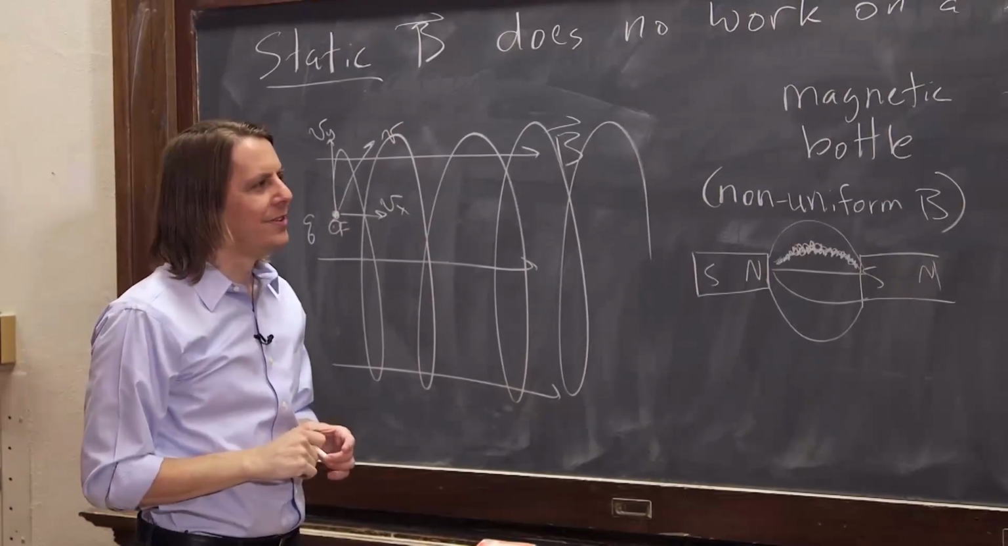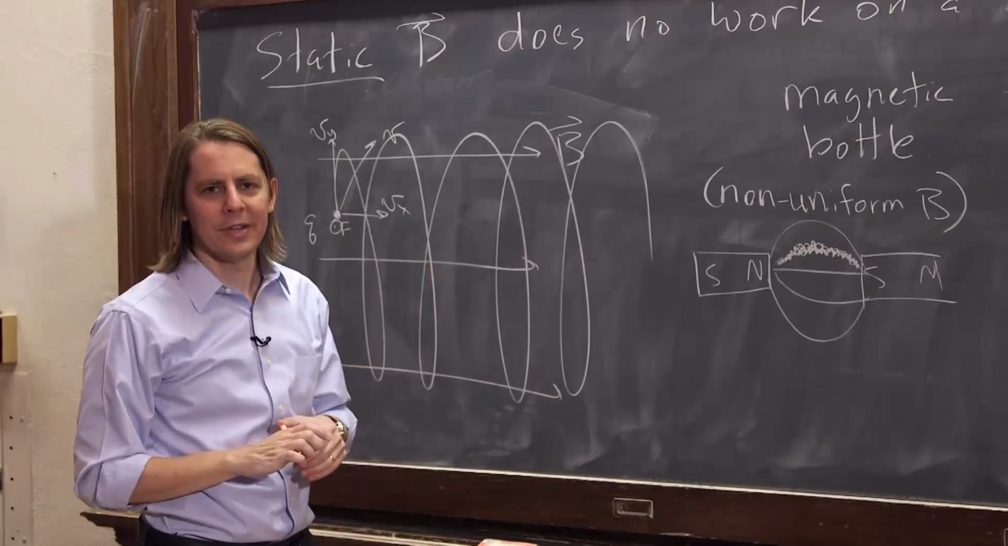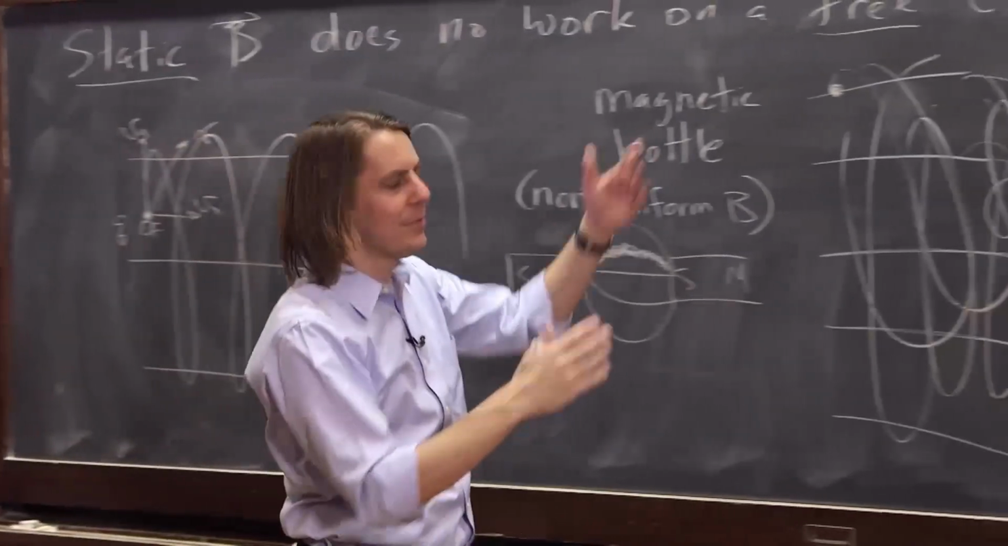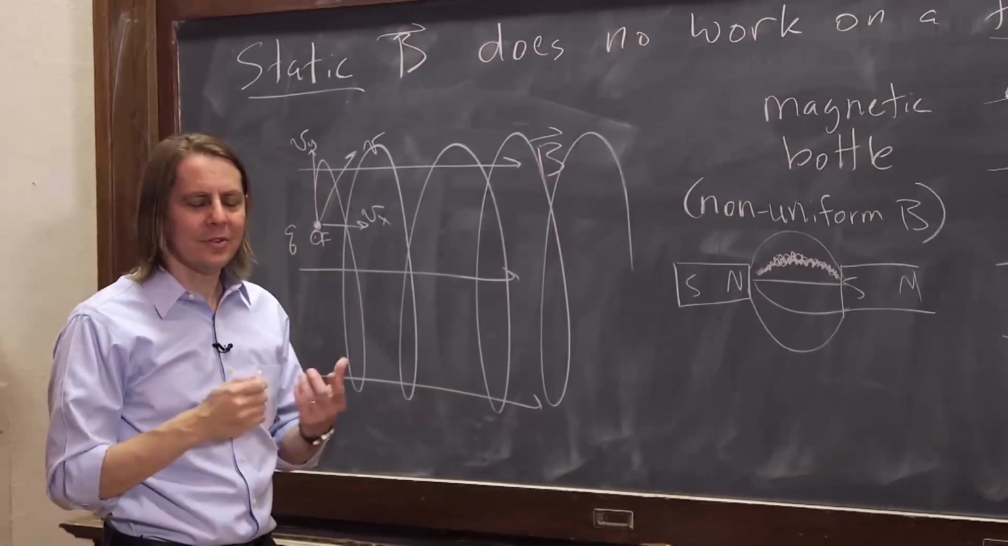So the bottom line is, a static B field never does work on a free charged particle. It just can't. It can't because its force is always at right angles to the velocity. It just physically can't do work.